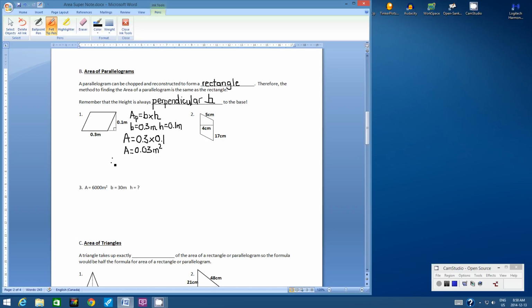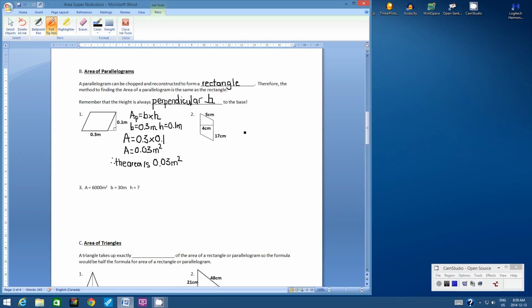Therefore, the area is 0.03 meters squared.